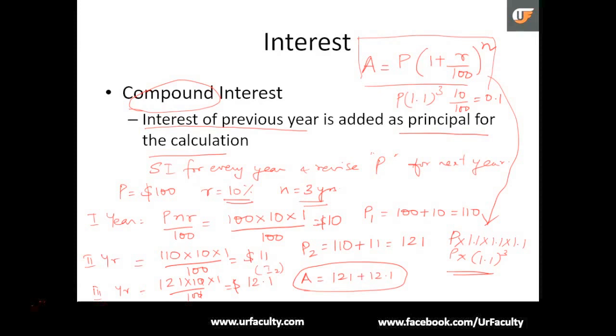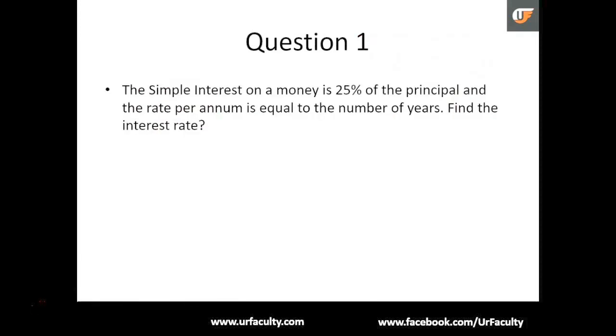Now let's try to solve some problems. I am sure you're all eagerly waiting to understand some of the problems. I will try to take up the first question over here. The simple interest. The question clearly says the simple interest on a money is 25% of the principal and the rate per annum is equal to the number of years. Now these are the kind of questions that keep coming up in bank exams or CAT or any other competitive exams like GRE or anything. Now how do we start this?